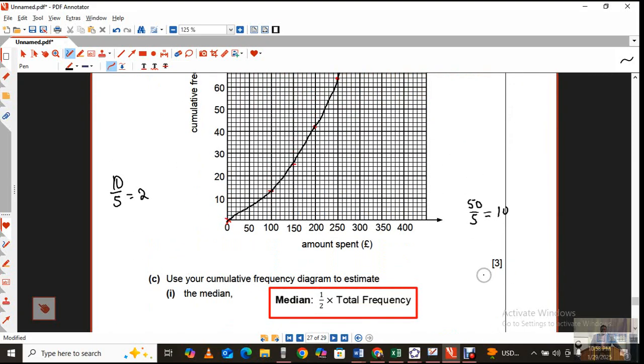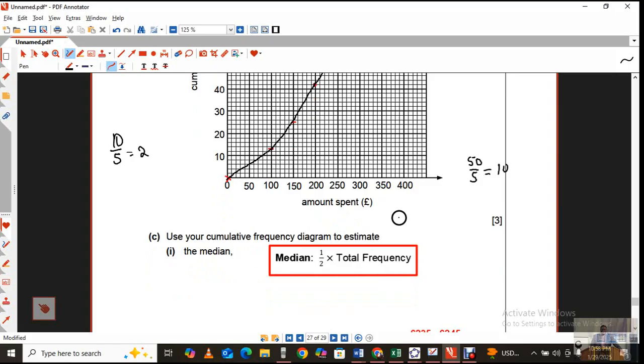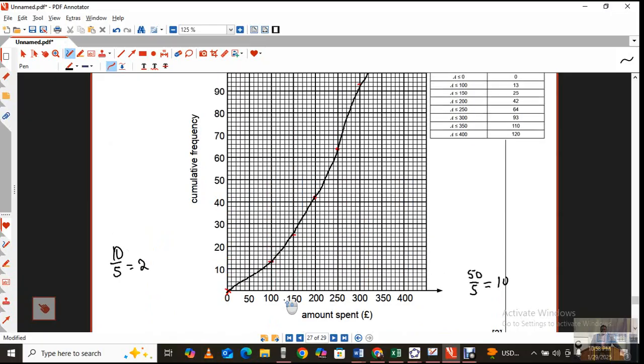Now they say use your cumulative frequency curve to estimate the median. It's an estimate because not all of our curves will be identical. How do you find the median? You take half of the total frequency. So what is half of the frequency, which is 120? It's 60. That means I'll go to 60 on my graph. Let me use the red. I'll go to 60 here, and then I'll read down what it reads.